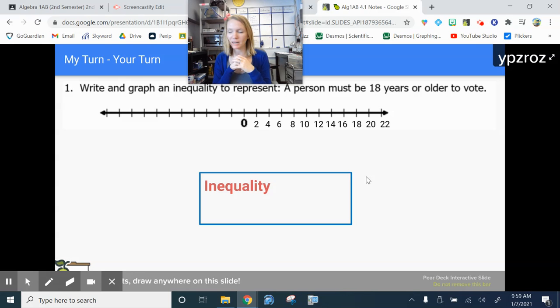Okay, so I'll give you guys a couple of minutes. See if you can come up with an inequality that would make sense. A person must be 18 years or older to vote. So I'm going to give you guys a couple of minutes to see what you can come up with. See if you can write an inequality, if you can graph an inequality, or if you can do both. Awesome, just to see what you get so far.